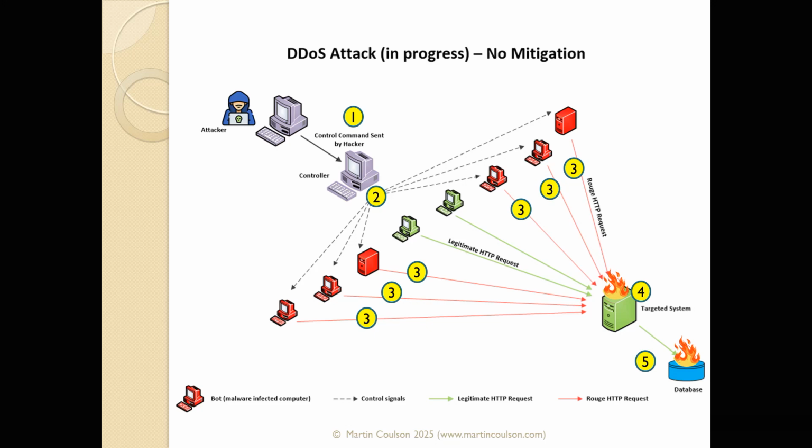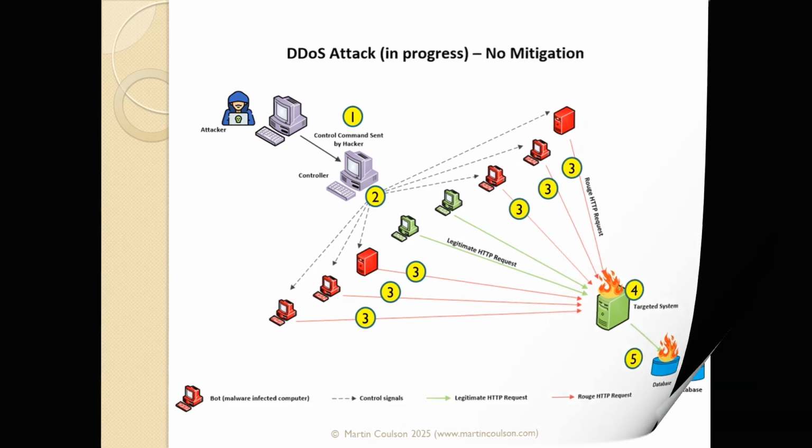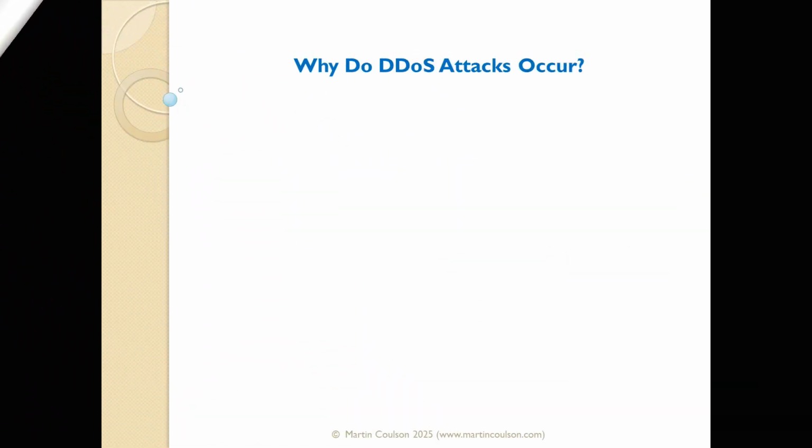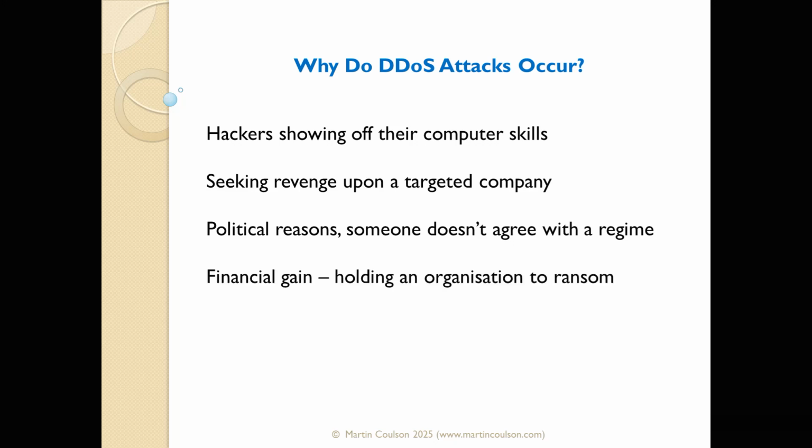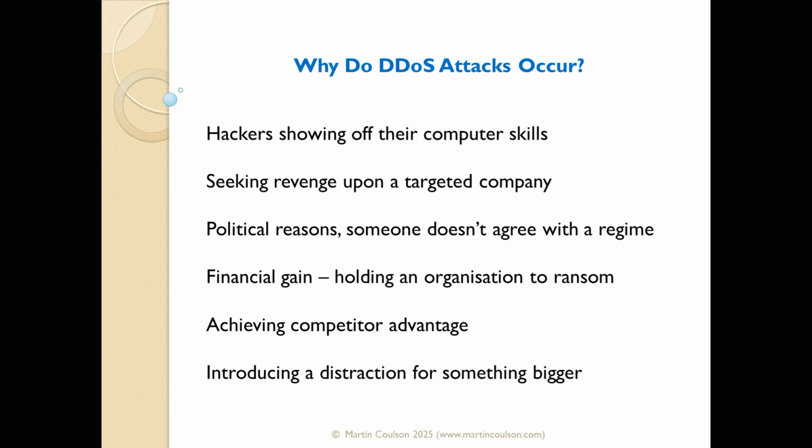There are many reasons why DDoS attacks occur, but here are some of the more common reasons. Hackers showing off their computer skills. Seeking revenge upon a targeted company. Political reasons, someone doesn't agree with a regime. Financial gain, holding an organization to ransom. Achieving competitor advantage. Introducing a distraction for something bigger.